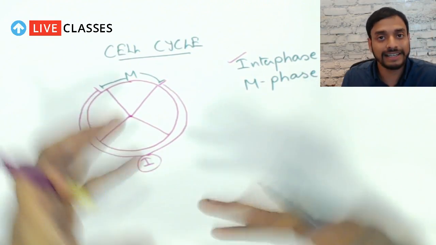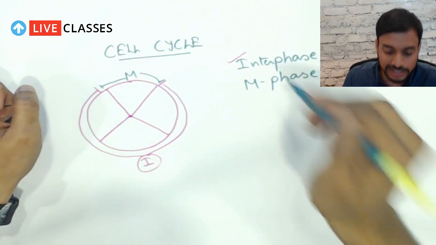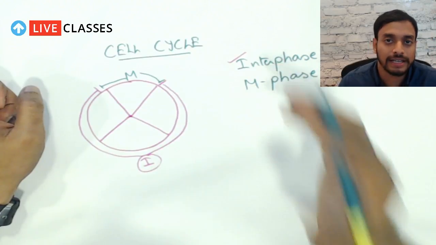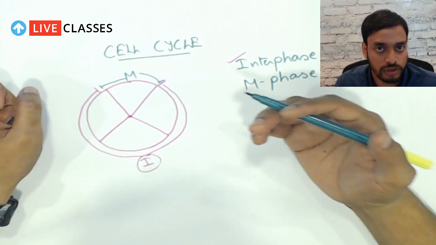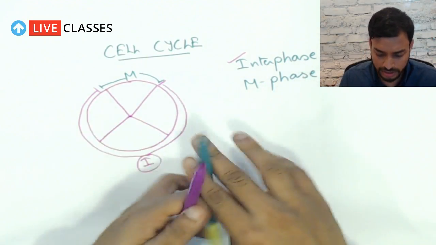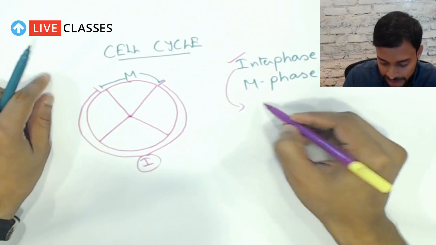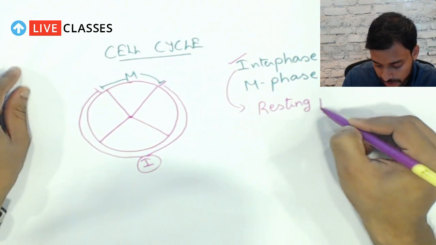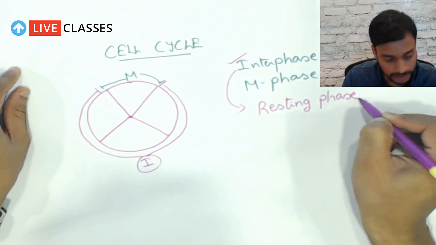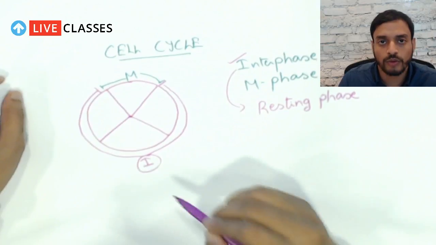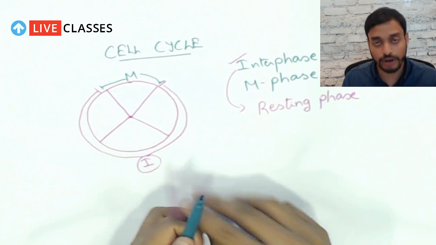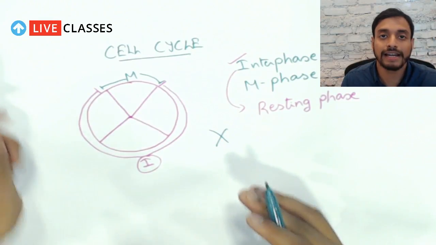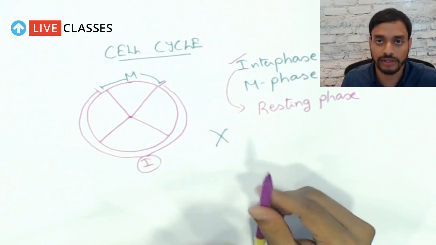When a cell is dividing, it first has to go through interphase. In fact, very interestingly, scientists used to think that this interphase is a resting phase. Okay, resting phase. Now why resting phase? Scientists thought that the cell is doing nothing in this phase and is actually resting in this phase.